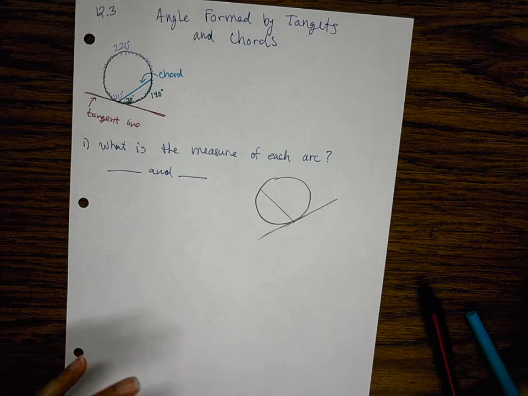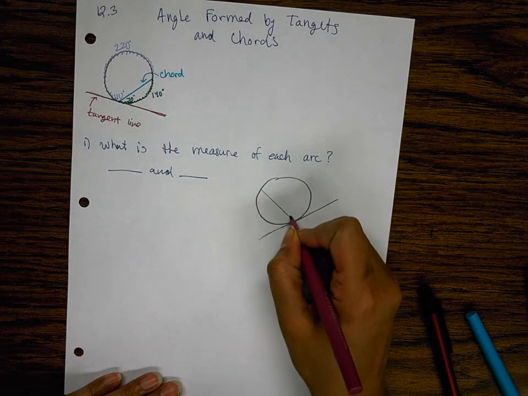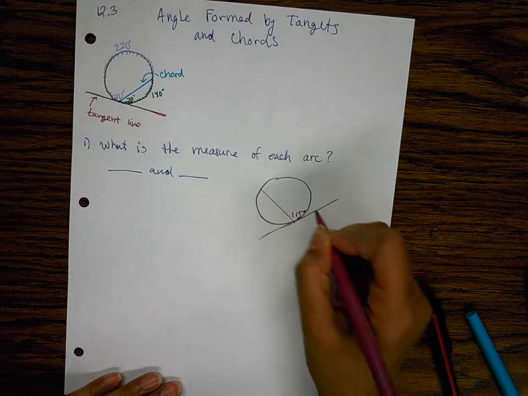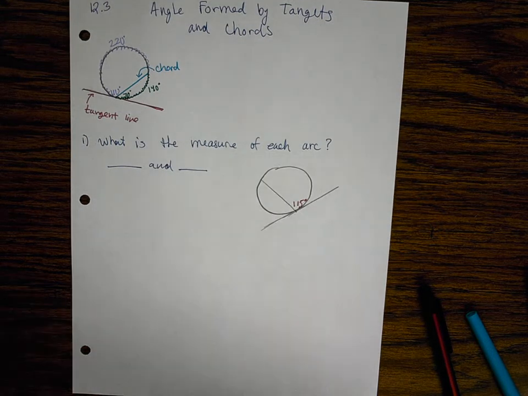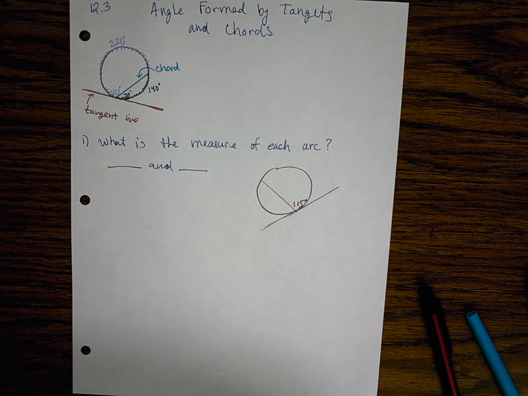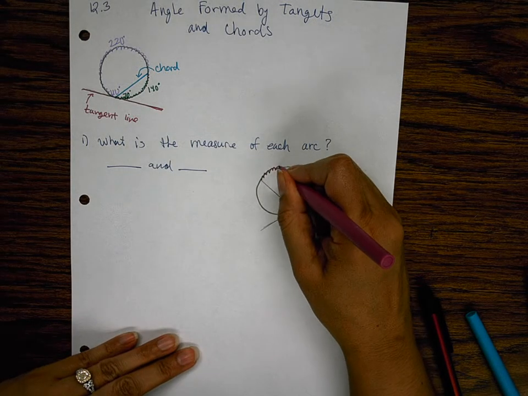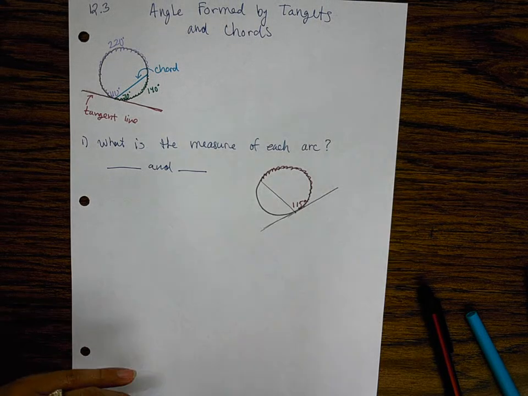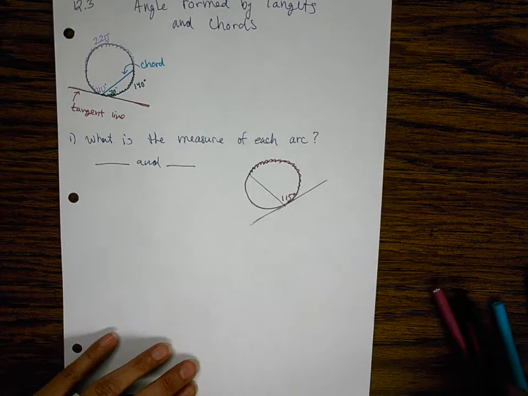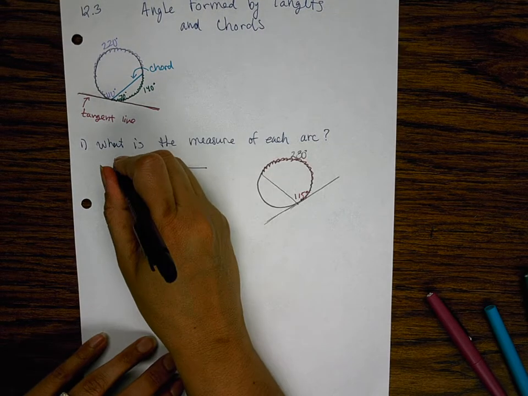I'm going to give you that the angle on this side over here with this chord and that tangent is 115 degrees. And that is it. Okay, so knowing that is 115 degrees, how do we find each arc? What do we know for sure? We know that this arc here is twice as big as the angle. Remember that. 115 times 2 is 230 degrees. So one of my arcs is 230.